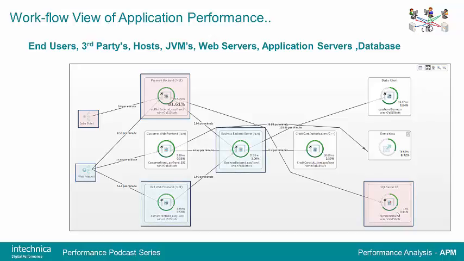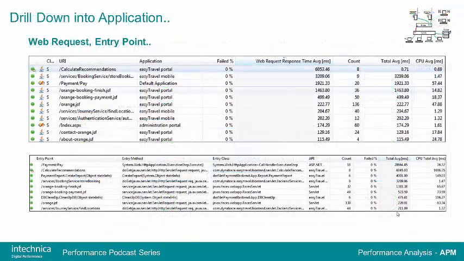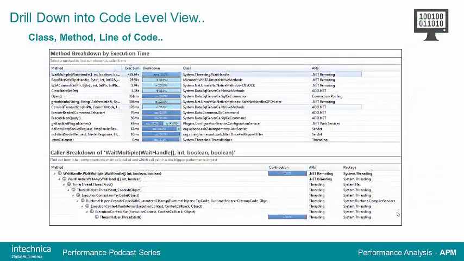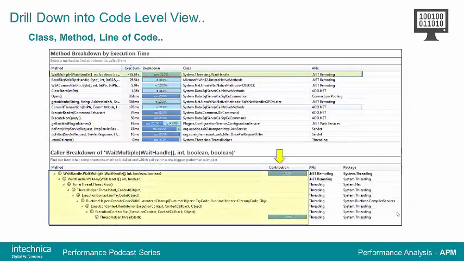And from each of these points, we can then drill down to get a deeper, more granular view of what's going on should a performance problem occur. Now, our first point of call might be the web request or entry point. So we can see what functionality is involved, what web page components are potentially causing a problem, and from here we can then drill down into the class, method, line of code, and we can rapidly see the biggest contributors to performance regression, performance exception, or any other problems that might occur.